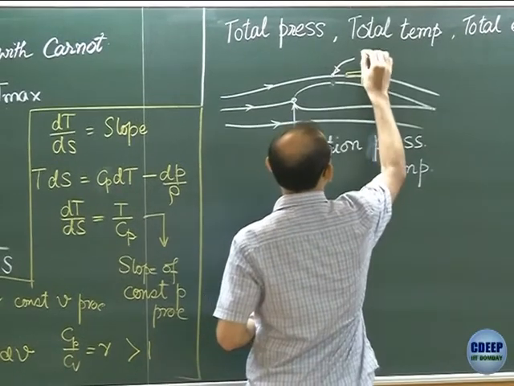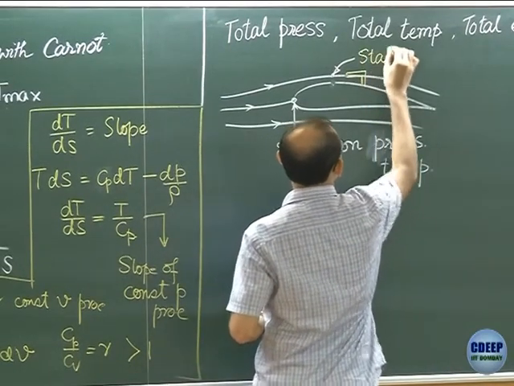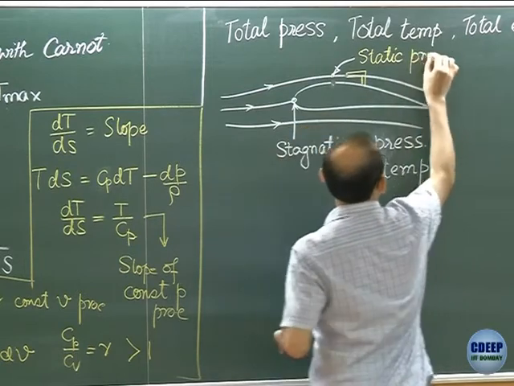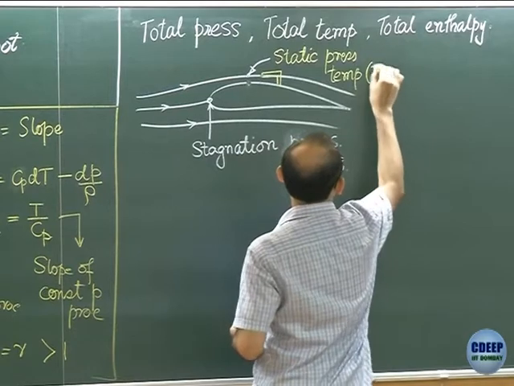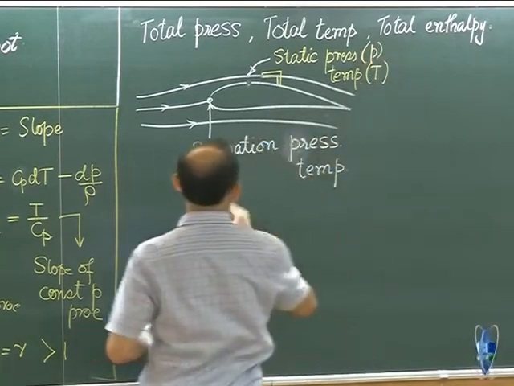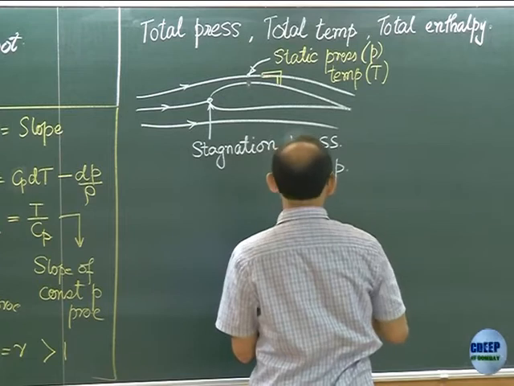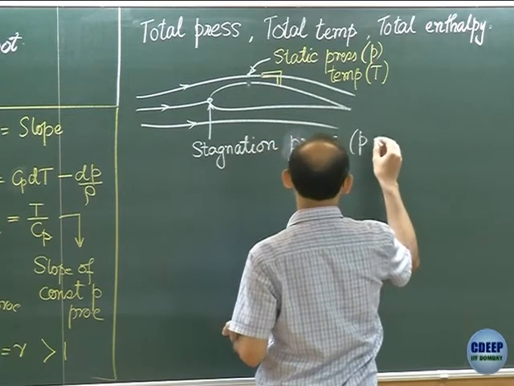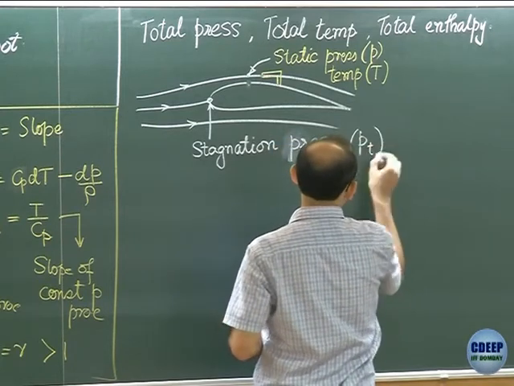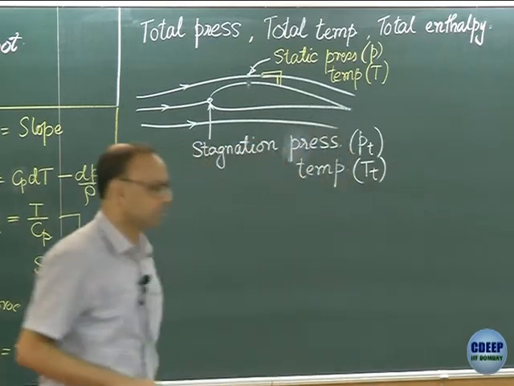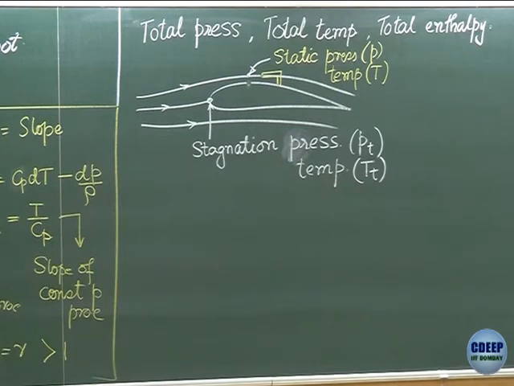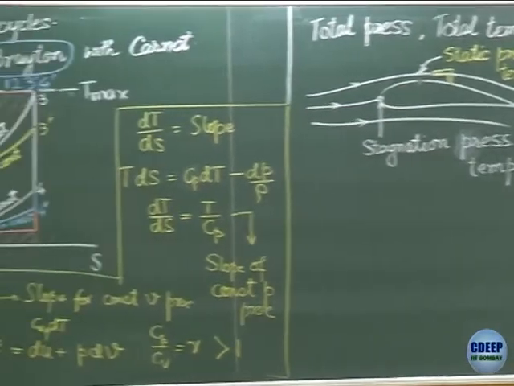So let's write that here. And the same thing applies to static temperature. For stagnation pressure and stagnation temperature, generally we use P naught or PT. Let me put T for total. Because in propulsion, in our engine applications, we'll call it total temperature and total pressure more often than stagnation temperature. The terminology is slightly different, but the idea is the same.